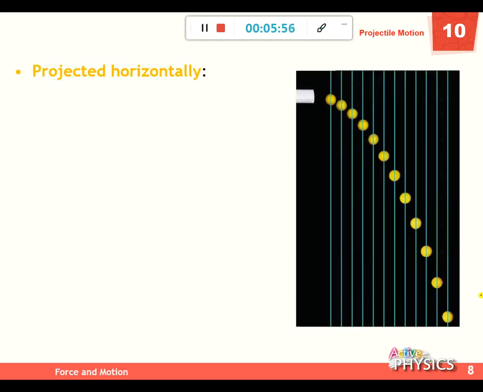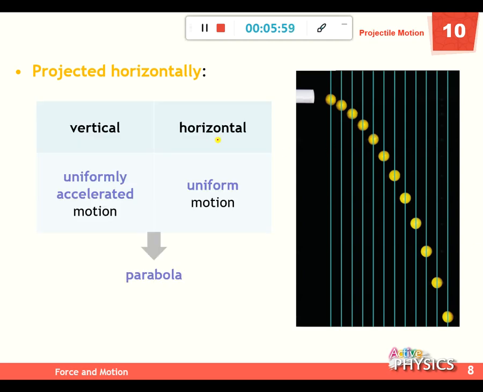Falling vertically, and how about the other one? Projected horizontally. In this case, we have the uniformly accelerated motion, but at the same time, we have the uniform motion. But why? Because in the horizontal direction, there are no other forces. Of course, in an examination or a simple question, we will say that there is no air resistance. Then this object will keep its inertia in the forward direction, so the velocity will be constant.